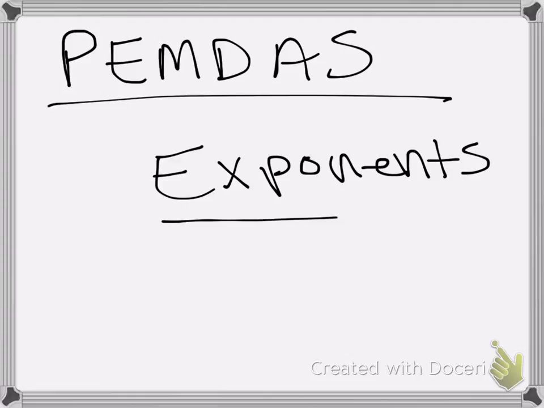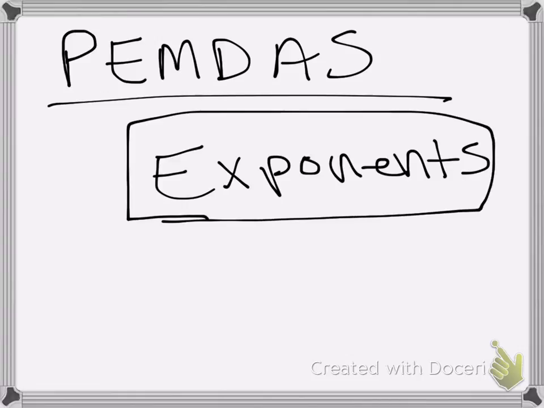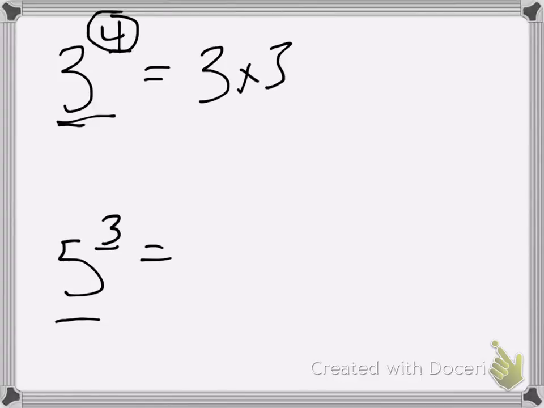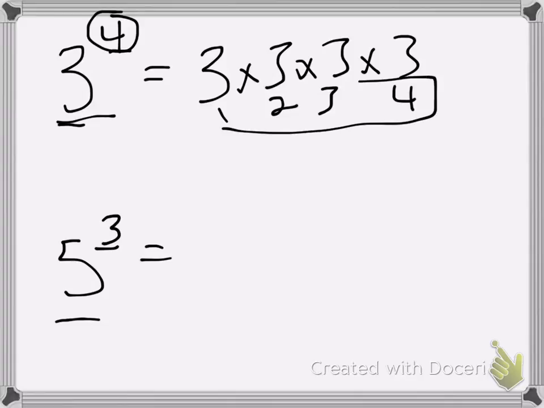Alright, at first we're going to look at exponents and reassure you that you know how to do these exponents. Here are two exponents. We've got 4 and we've got 3. Those are exponents. We've got the base number of 3 and the base number of 5. The exponent will tell us how many times we are multiplying the base number. So 3 to the 4th power is 3 times 3 times 3 times 3. So you can see there's 1, 2, 3, and 4. That's where you get your exponent from.